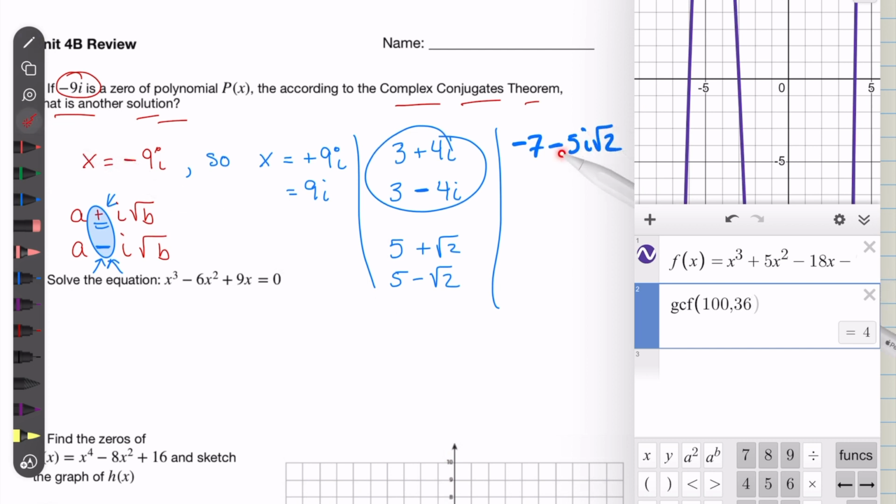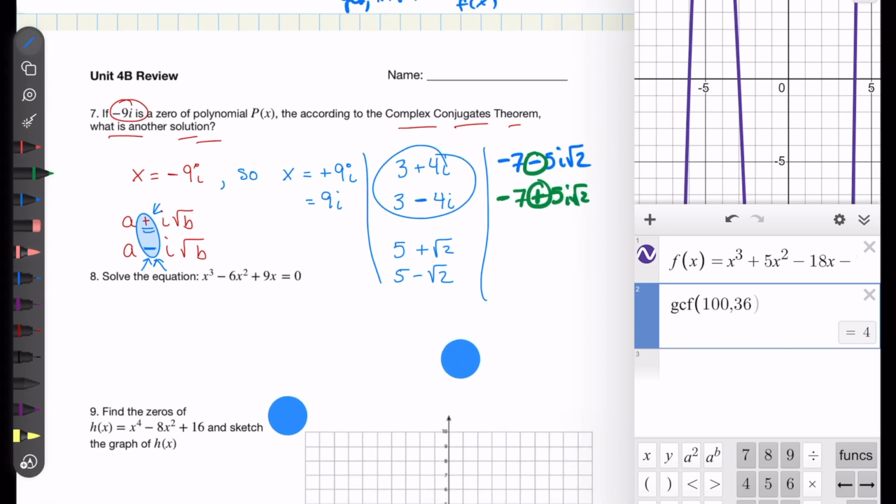Okay, here's the imaginary section. And so if it has a minus imaginary, it also has a plus imaginary. So negative 7 still, but now plus 5i root 2. Okay, so regardless of the problem you get, you should be able to find its conjugate pair.